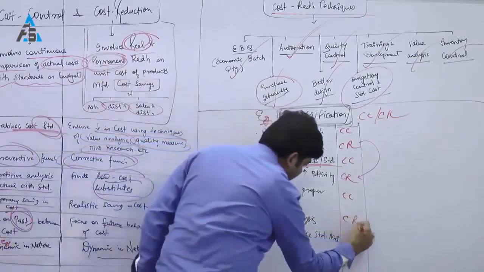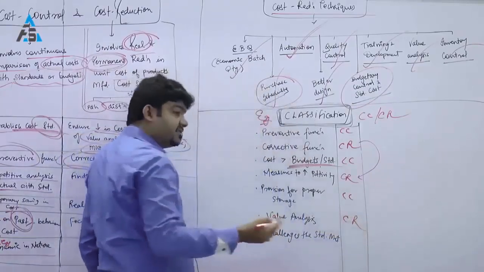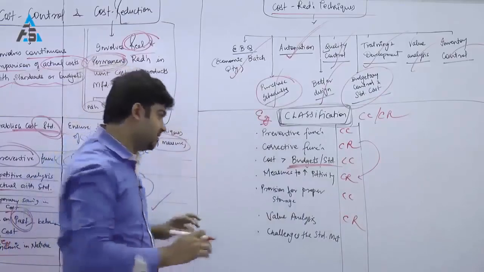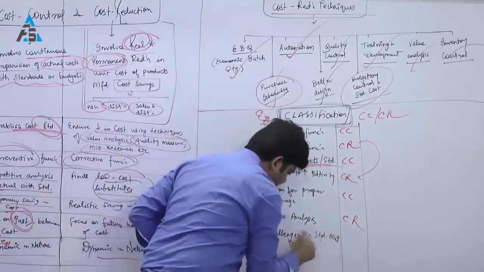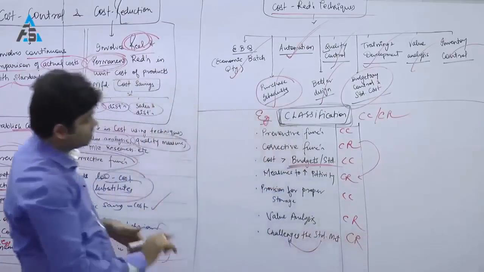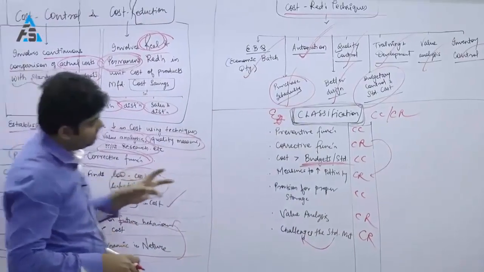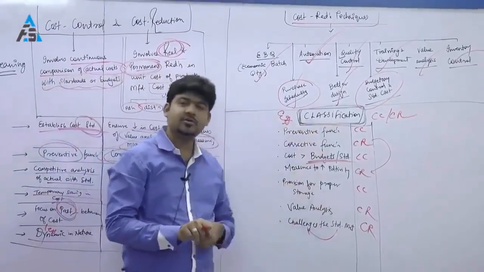Value analysis will be your cost reduction, and challenge is the standard met. See, your cost control is just focusing on standard and budget. Now this is challenging, that standard that you have set will always be your cost reduction. So this is how the classification works. Again, you open your PM, you will have the question on this classification, and this is how it stands.